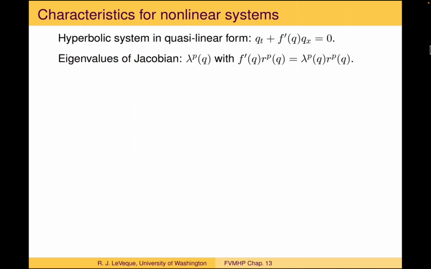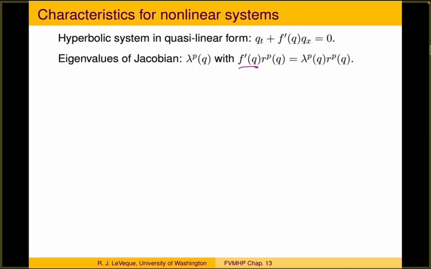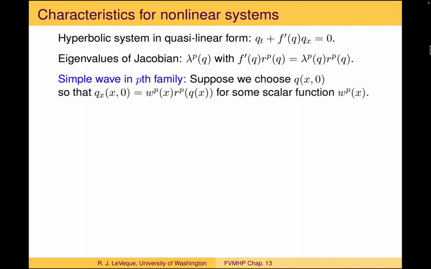We can look at something similar for nonlinear systems. Again, we can write it in quasi-linear form, and then look at the eigenvalues and eigenvectors of the Jacobian matrix. So if f'(q) times a vector r_p(q) is equal to a scalar lambda_p(q) times r_p(q), then r_p is an eigenvector of the matrix, and we've defined the problem to be hyperbolic as long as we can always find a linearly independent set of eigenvectors, m of them for an m by m system, with eigenvalues lambda_p that are real numbers. Then it's a hyperbolic problem. And we can use that to define characteristic curves in the nonlinear system case.